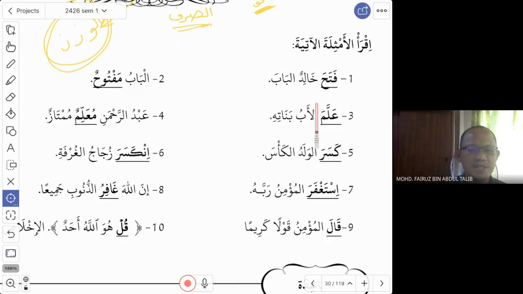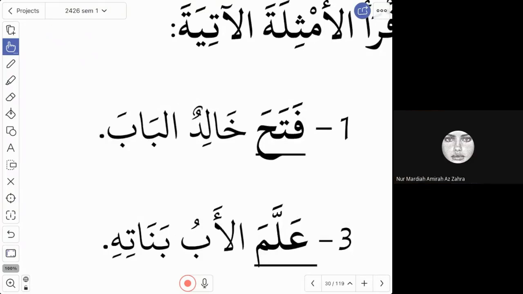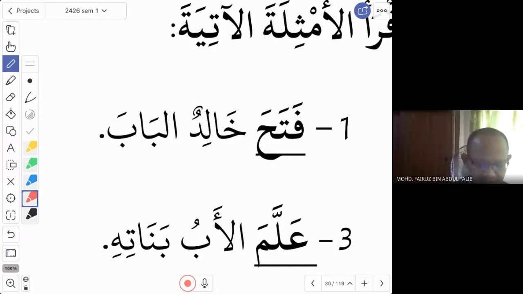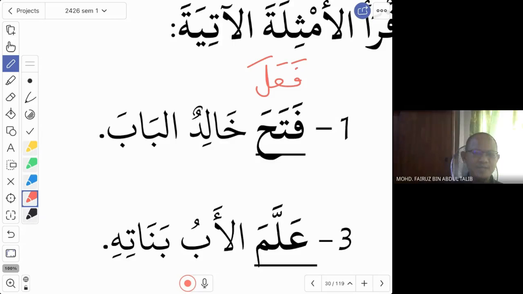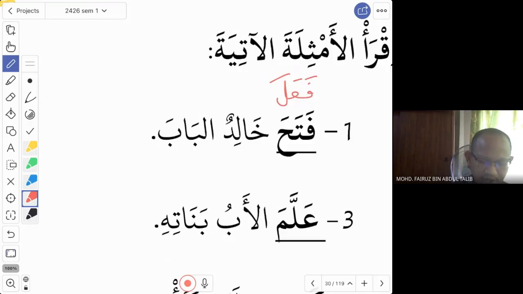Since you have learned the wazan for the fi'il madi, you will be able to give me immediately what is the wazan for this word fataha from our previous lesson. Fa'ala, definitely. That is the correct one. Done. So for fi'il, you put it straight over. Mizan sarfi is basically similar to wazan. So fa'ala is the wazan. Okay, good.